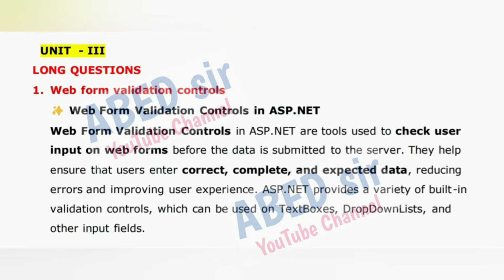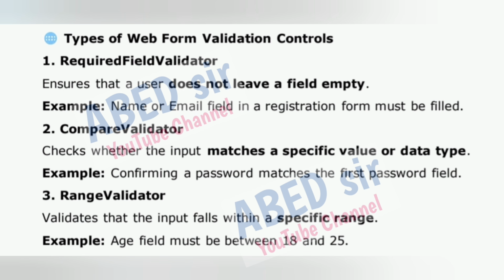experience. ASP.NET provides a variety of built-in validation controls, which can be used on text boxes, drop-down lists, and other input fields. Types of web form validation controls. 1. Required field validator. Ensures that a user does not leave a field empty. Example, name or email field in a registration form must be filled. 2. Compare validator. Checks whether the input matches a specific value or data type. Example, confirming a password matches the first password field.